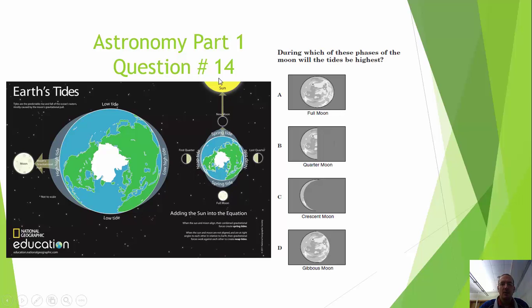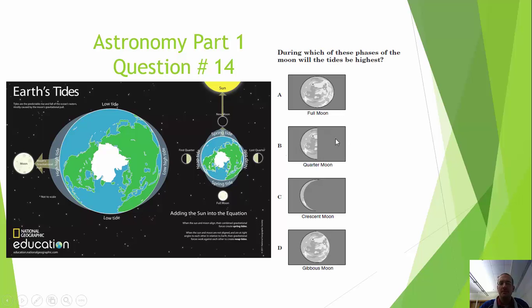When it's a 90-degree angle or anything else, the gravitational pulls of the sun, the earth, and the moon are all fighting each other. So if we look over here, a full moon, that's right here. It's on the opposite side, so it's a sun, earth, moon relationship. During this time, we have a straight line. So that looks pretty good. Let's just see if there are any other answers that look familiar and good.